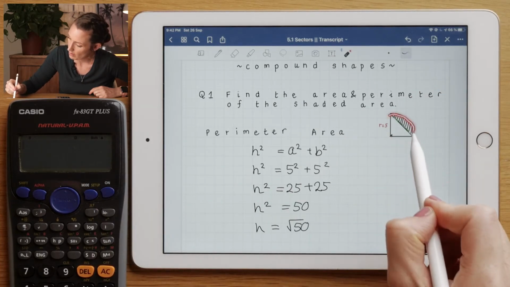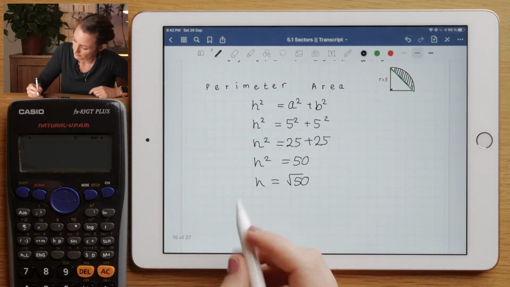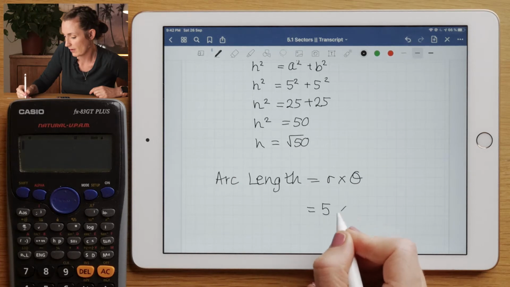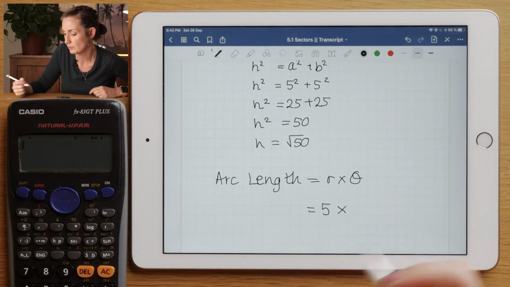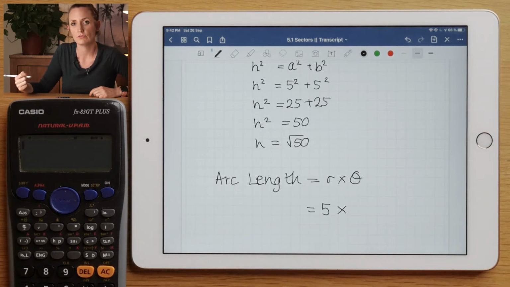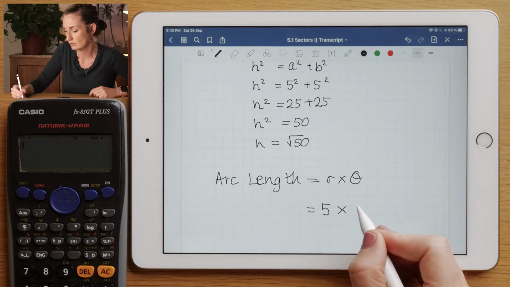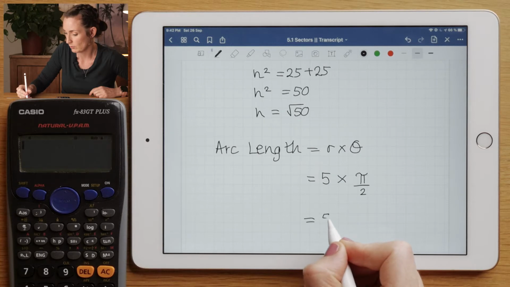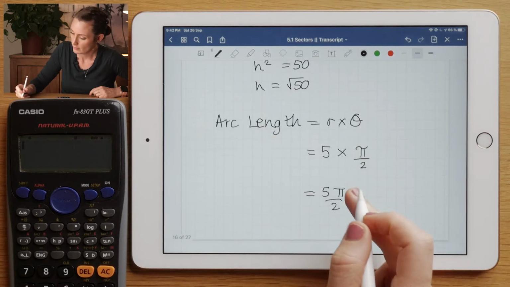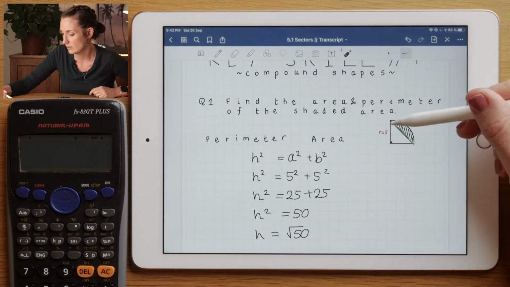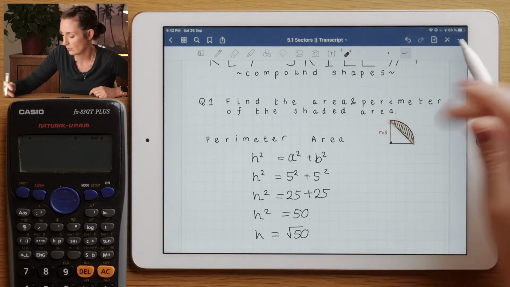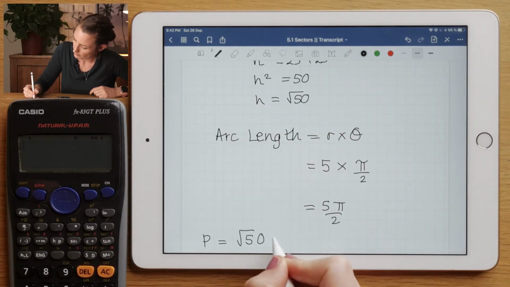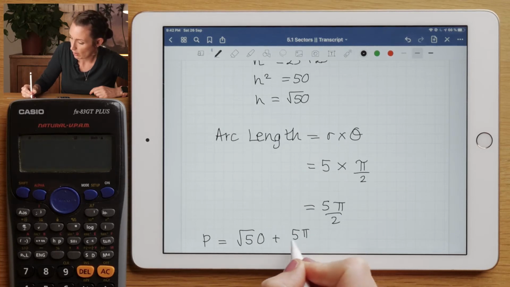Now, to get the arc length, we need to use the formula. So r in this case is 5, and theta, now remember, you need to have theta in radians if you're using this formula. So 90 degrees would be pi over 2. So the arc length would be 5 pi over 2. So the perimeter would be this length plus this length. So it would be square root 50 plus 5 pi over 2.